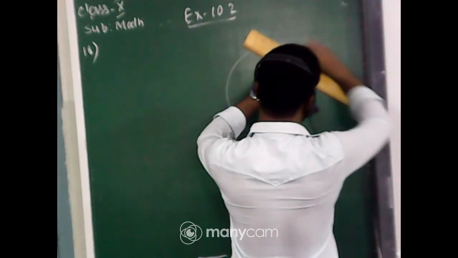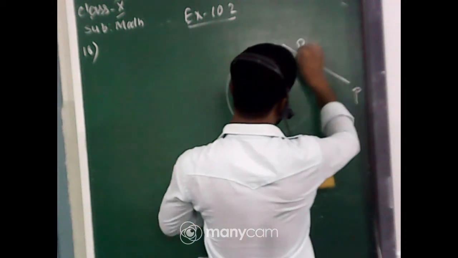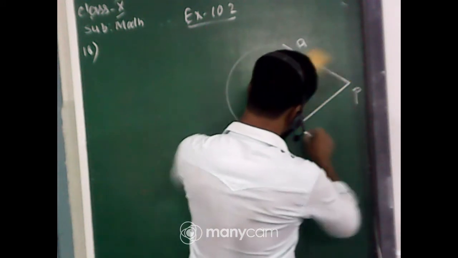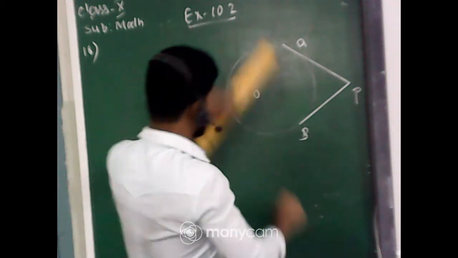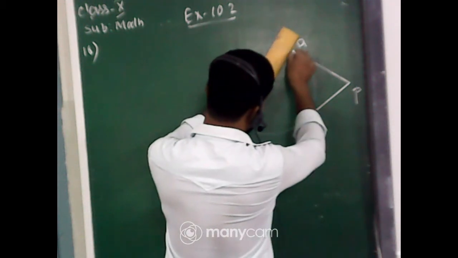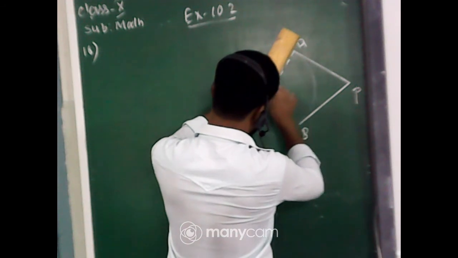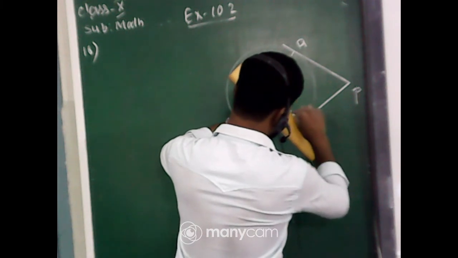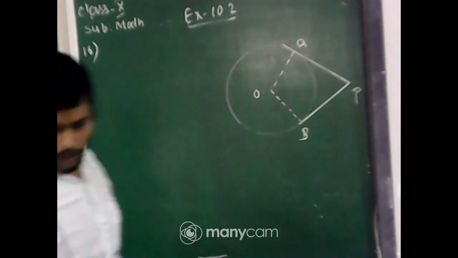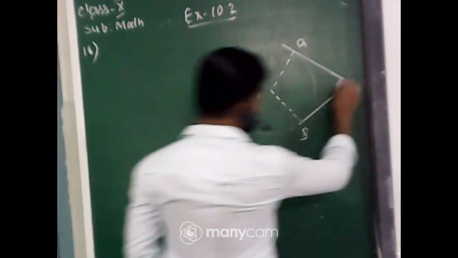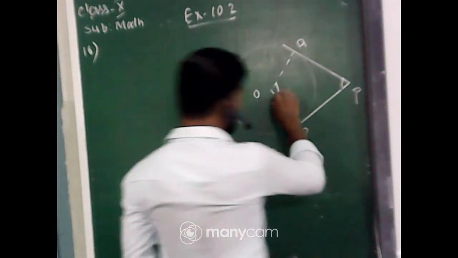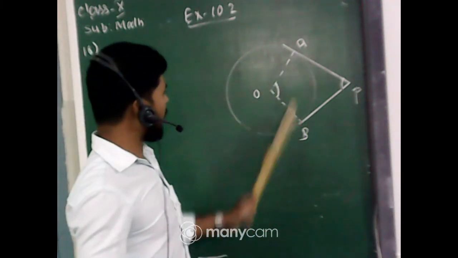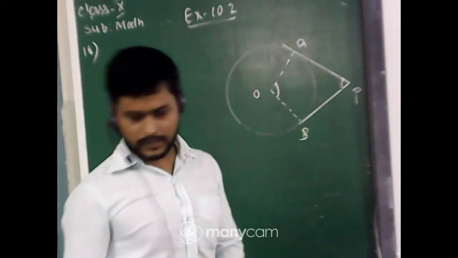One tangent is, suppose, PA and the other tangent is, suppose, PB. Then join the points of contact with the center, and join these two points. What we have to prove? We have to prove that this angle and this angle are supplementary to each other, meaning angle AOB and angle APB are supplementary to each other.